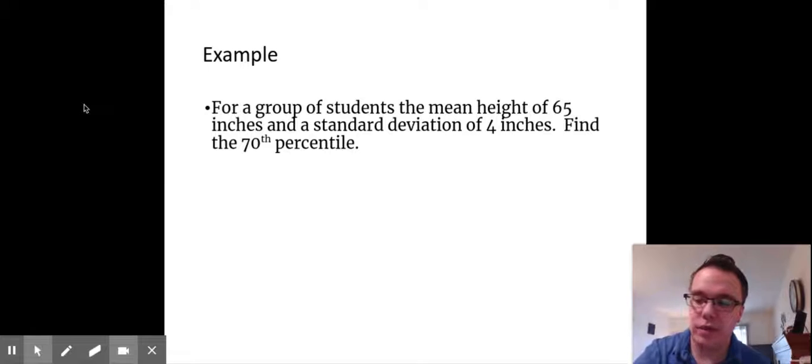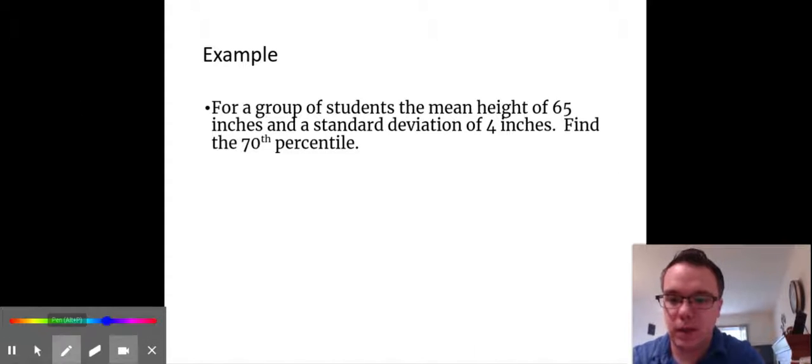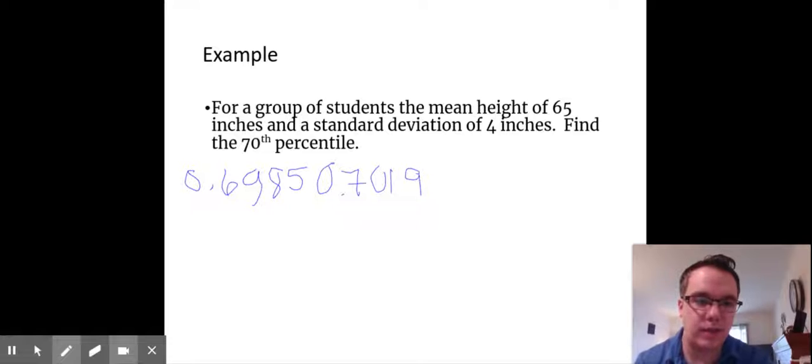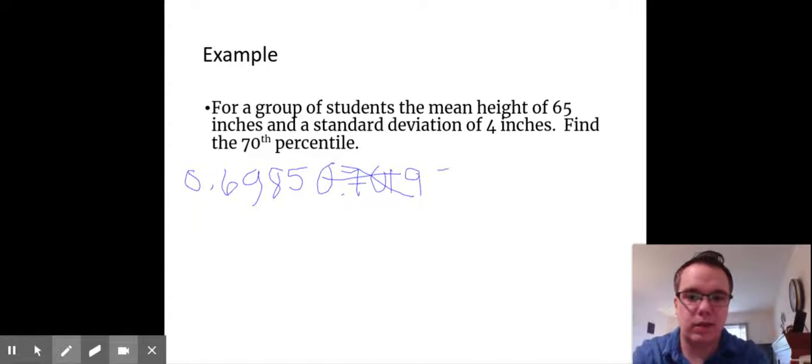The two numbers that are closest to 0.70 are 0.6985 or 0.7019. So which of these is closest to 0.70? Well, this is only 0.0015 away, and this is 0.0019 away. So we're not going to use this one because 0.6985 is closer. And the z-score that corresponds with that number is 0.52.